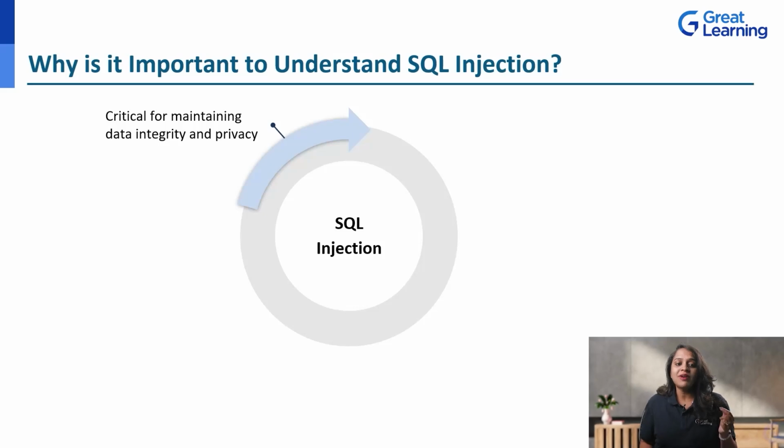Knowing what SQL injection is, we all are aware that SQL injection should be prevented, right? So, we will understand why it is important to understand what SQL injection is. The very first thing is that it is critical for maintaining data integrity and privacy. You have to maintain data integrity, which means the accuracy and consistency of the data should be maintained throughout your project lifecycle or data lifecycle. You also have to have data privacy. For that, you have to know what SQL injection is.